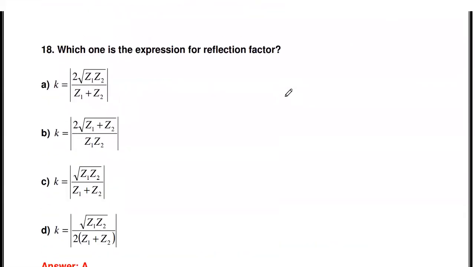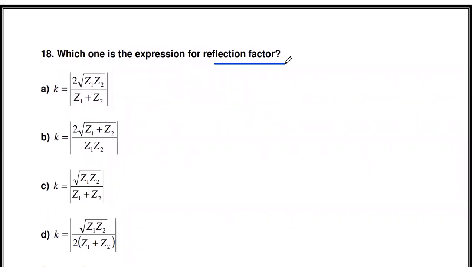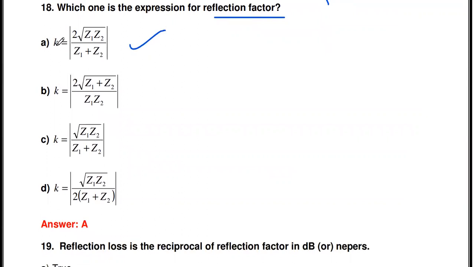Next one, which one is the expression for the reflection factor? Already you know the formula for the reflection coefficient. Reflection coefficient is different, reflection factor is different. The reflection coefficient is indicated by capital K, and the reflection factor is indicated by small k. So which one is the formula for the reflection factor? Option A: k equal to modulus of 2 into square root of Z1 Z2 divided by Z1 plus Z2. This is the formula for the reflection factor, just remember it.